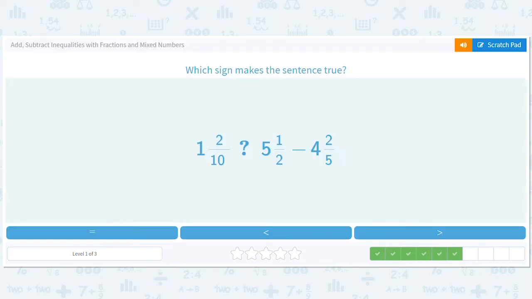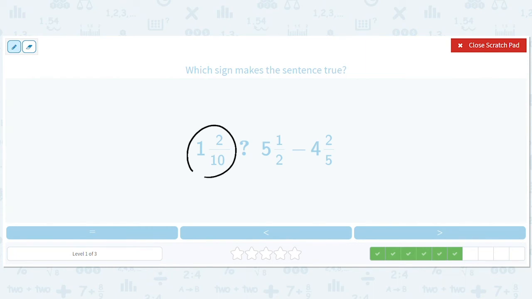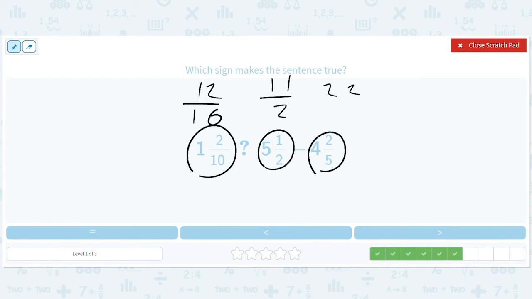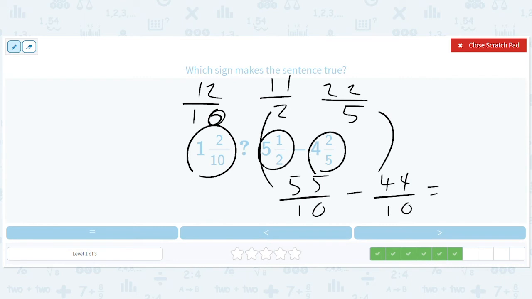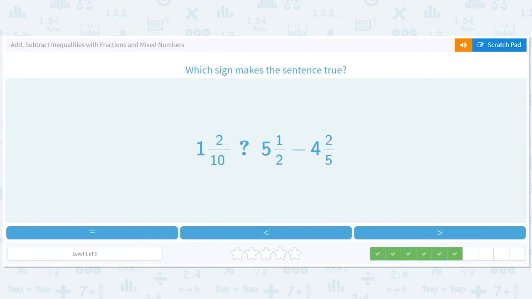Okay, how about this? So we've got 12 tenths. We've got 11 halves. We've got 22 fifths. Sorry, that's a 10. So we'll put these over 10, so that'll be times 5 times 5. So 55 over 10. This will be times 2 times 2. Minus 44 over 10 will give us 11 over 10. And we know that 12 tenths is greater than 11 tenths. So the answer should be greater than.